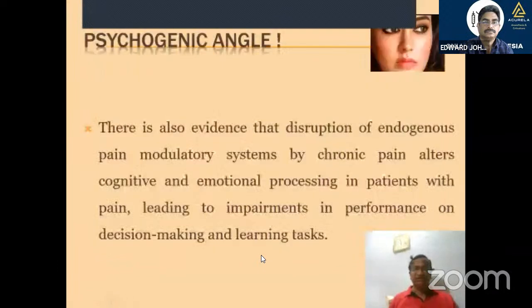Descending pain modulation. If you want to go in a psychogenic angle, disruption of endogenous pain modulation by chronic pain alters cognitive and emotional processing. We thought all these things were due to spinal and mesencephalic tracts, causing what they call a neural signature, the neuromatrix involving the limbic system. But now they say even in psychogenic pain, there is a role of descending modulation.